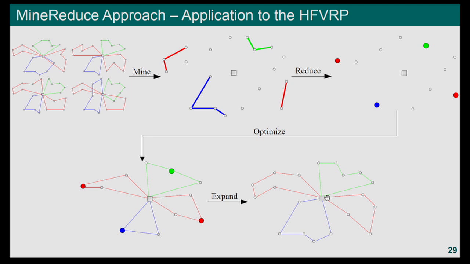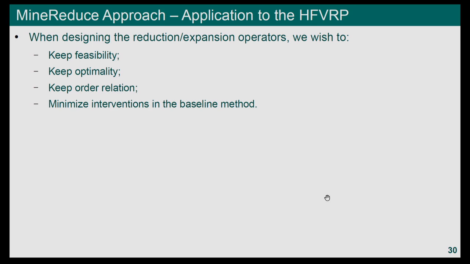So some important points when designing the reduction and expansion operators are that we wish to keep feasibility. And this is guaranteed since we mine frequent item sets from a set of feasible solutions. So feasibility is guaranteed in this case. We wish to keep optimality, but of course we cannot guarantee that since we have taken heuristic decisions when we fixed the pattern in the solution. But hopefully, if the patterns are really good, we can keep optimality.